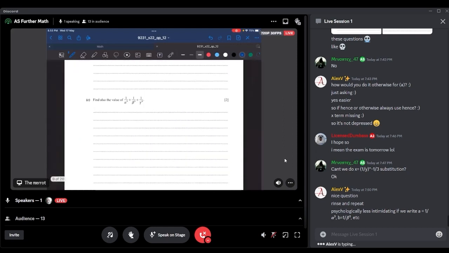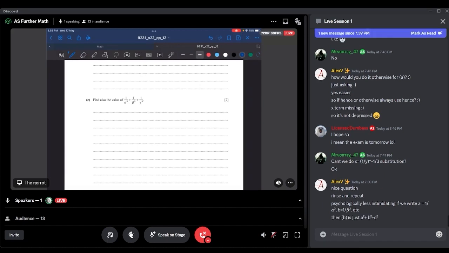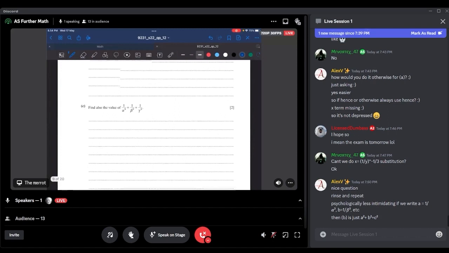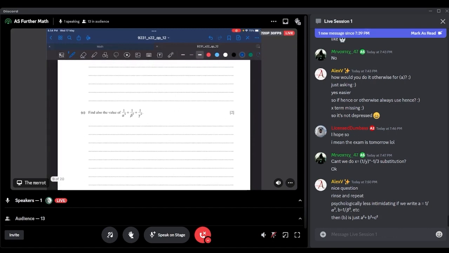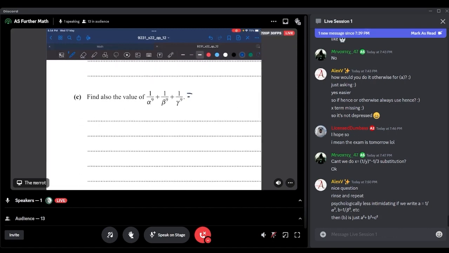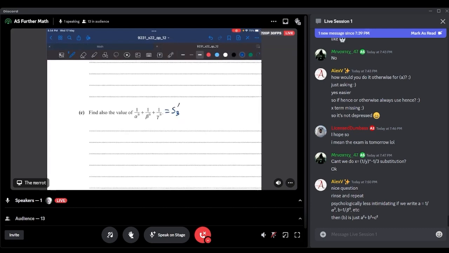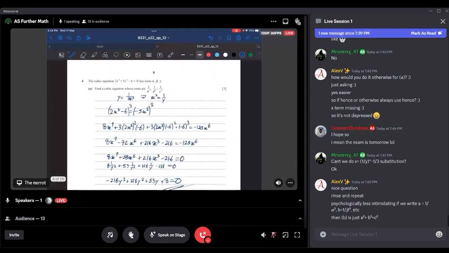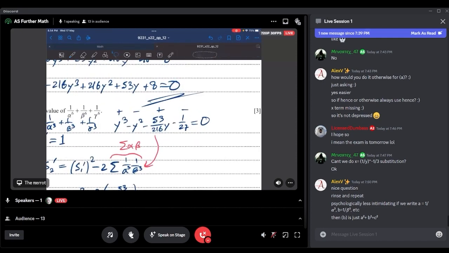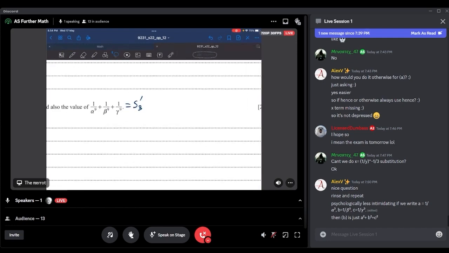So part C now. Now we have to find the power 9. Well, the power 9 is just S3 prime, right? In this case, it's just S3 prime. And to do that easily, we just have to use our polynomial again. Once more. I'll copy paste it right here.